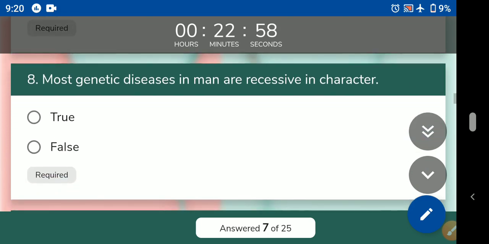Okay, our next question is, most genetic diseases in men are recessive in character? Yes, most of the genetic diseases are recessive in character.